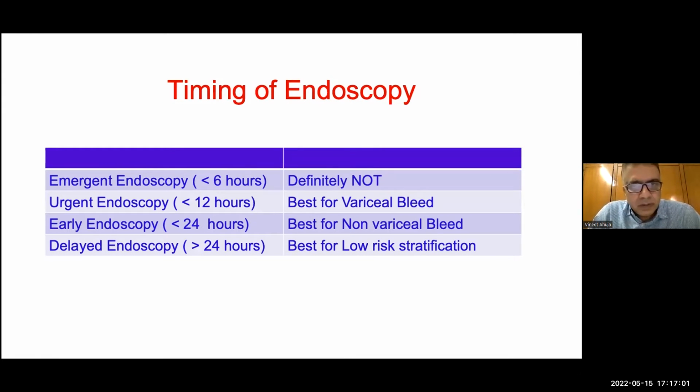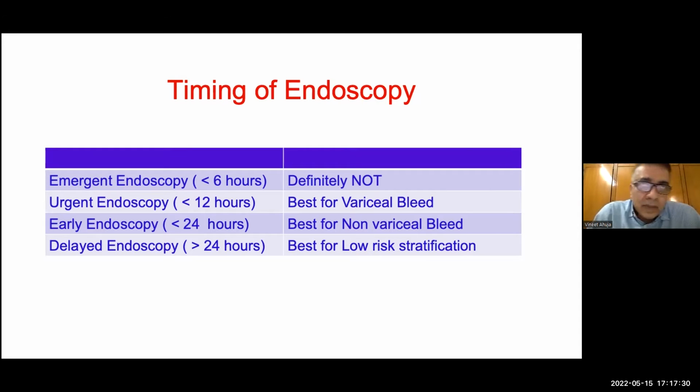You do an upper GI endoscopy as soon as possible because there it makes sense to resuscitate, stabilize the patient, and immediately go for it. So if I conclude all these scenarios, I would say emergent endoscopy, less than 6 hours, is definitely not recommended unless the patient is really having a very massive bleed. Urgent endoscopy, less than 12 hours, is best for variceal bleed. Early endoscopy, less than 24 hours, is best for non-variceal bleed. Delayed endoscopy, more than 24 hours, is best for low risk stratification.